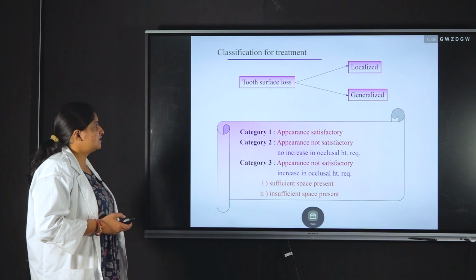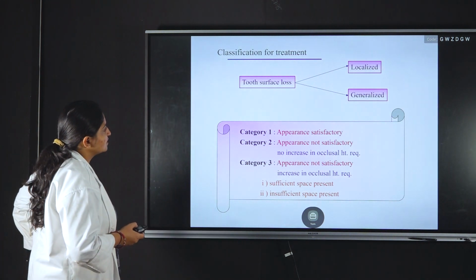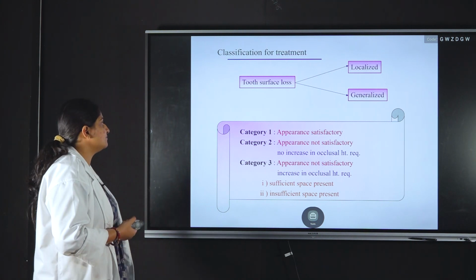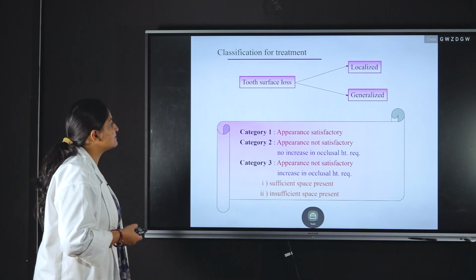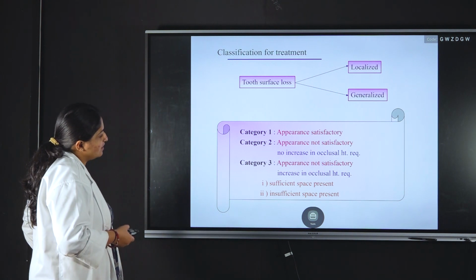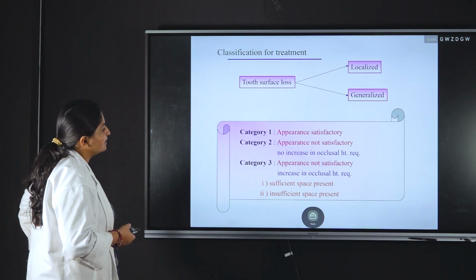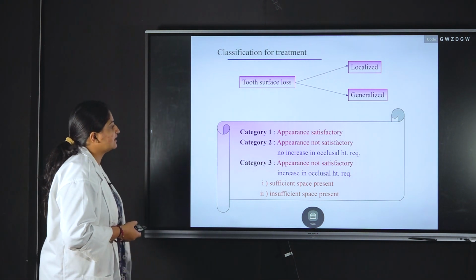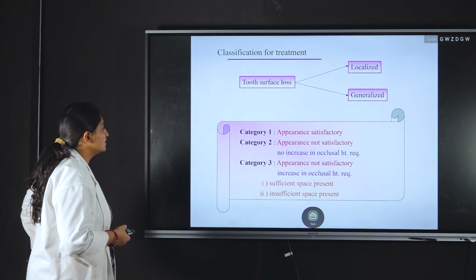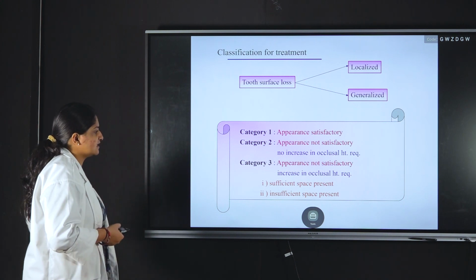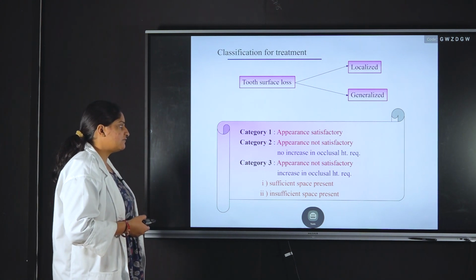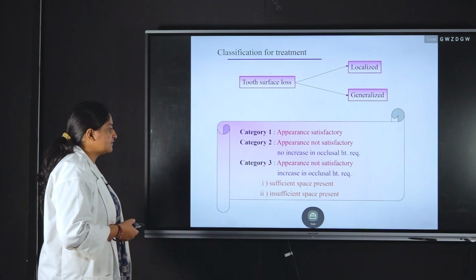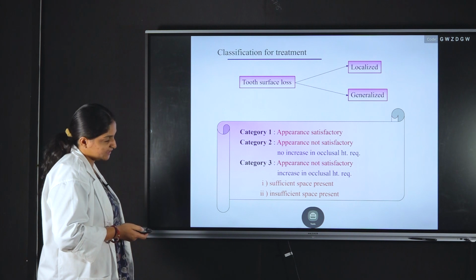So coming to the classification of the treatment, tooth surface loss may be localized or generalized, same as abrasion. We can categorize them into three classes, that is category 1, 2 and 3. Category 1, appearance should be satisfactory, and appearance is not satisfactory in category number 2. No increase in occlusal height is required. For category 3, appearance not satisfactory and increase in occlusal height required. Sufficient space present and insufficient space present.